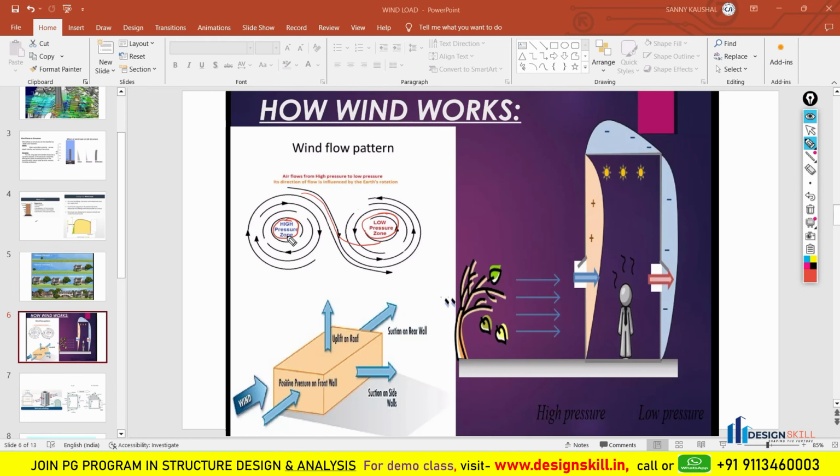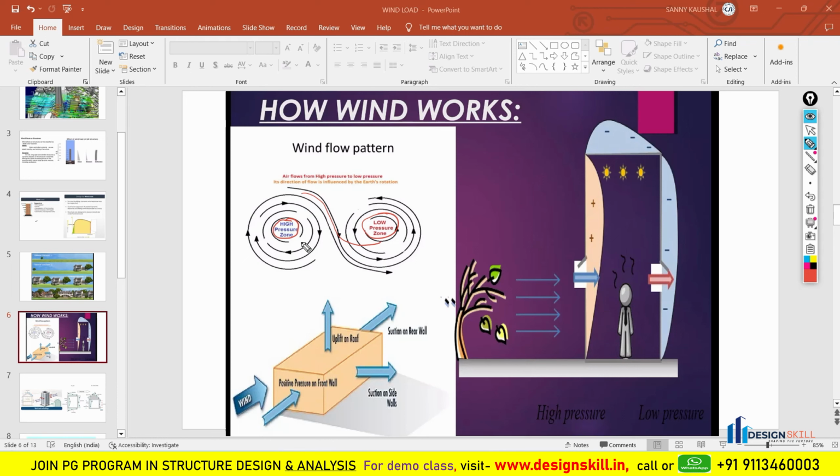So air flows from high pressure to low pressure, and the direction of the flow is also influenced by the earth's rotation. So you have clearly understood how the wind works, from the high pressure zone to the low pressure zone. Where there is a high pressure zone and a low pressure zone is created, wind will flow from high pressure to low pressure, and the direction of the wind is influenced by the earth's rotation.